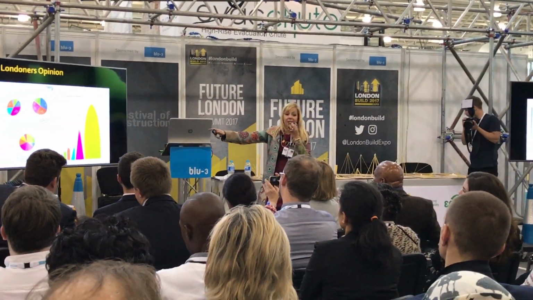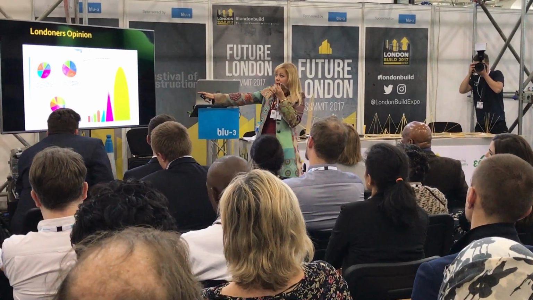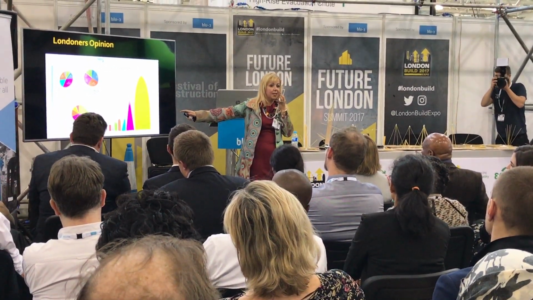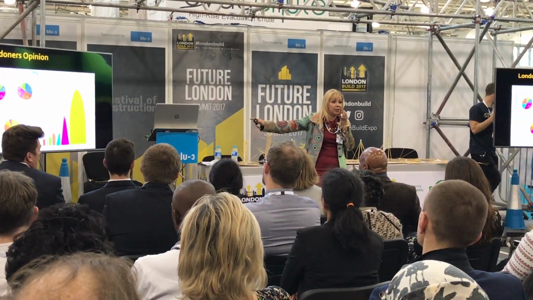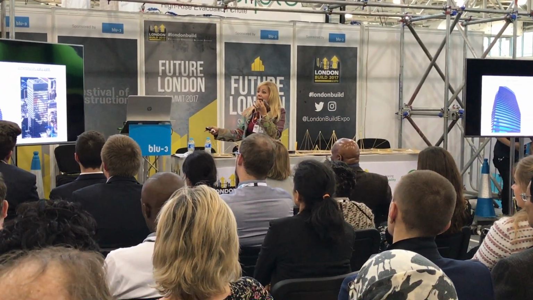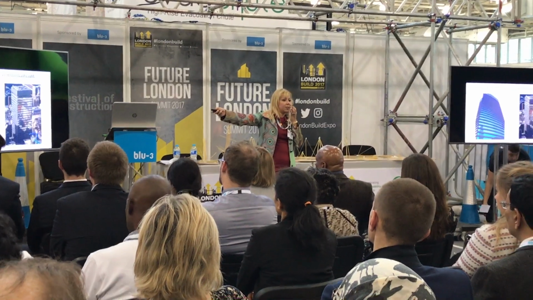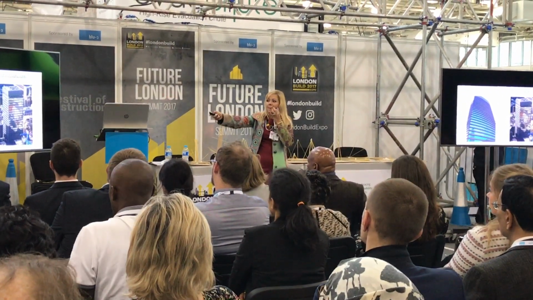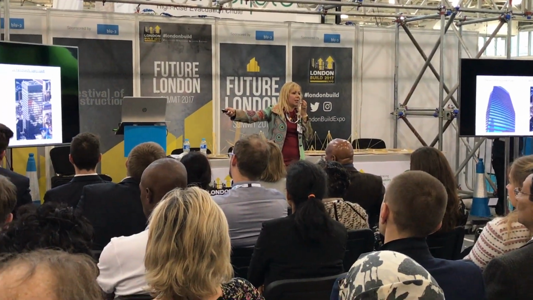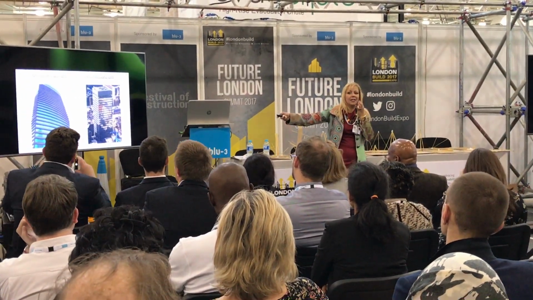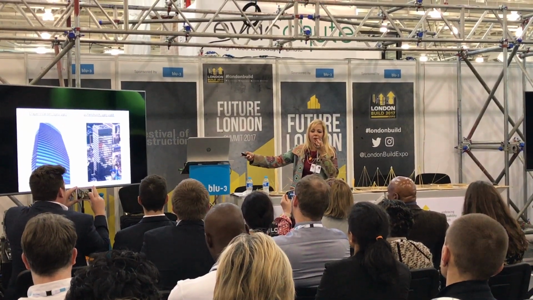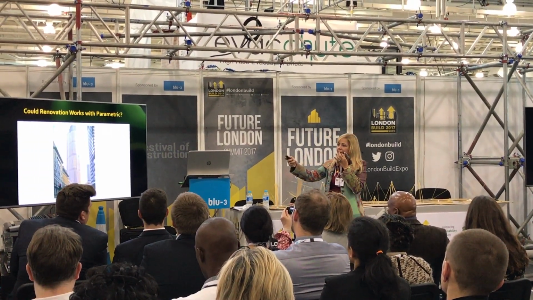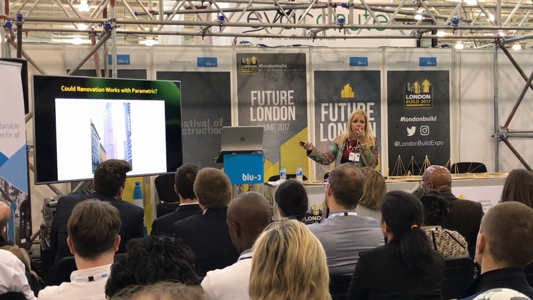Londoners' opinion is that the Gherkin is their favorite building, with 36%. Guess what? The Gherkin was a form of parametric design, maybe the first one in the past. And Draper's Gardens, these two buildings, they are going for demolition. But to be honest with you, if you examine the new design, they don't really look much different from what was there before and we demolished it. So, could renovation work with parametric?